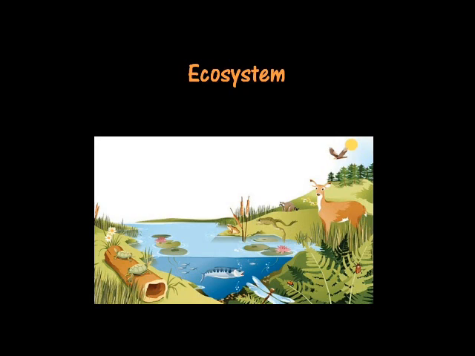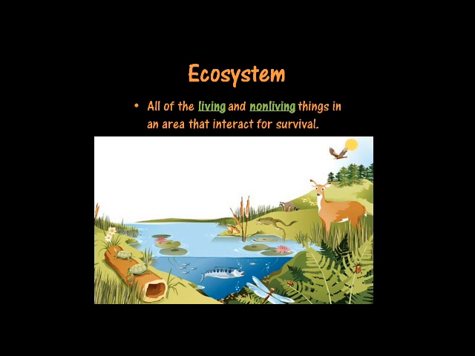In this video, we will look at the biotic and abiotic factors that make up ecosystems. You may have heard of the word ecosystem, but what exactly is an ecosystem? An ecosystem is all of the living and non-living things in a certain area that interact with each other in order to survive. There are many different ecosystems in the world.